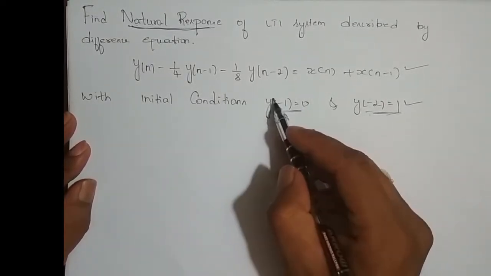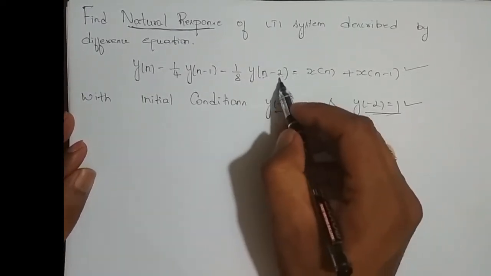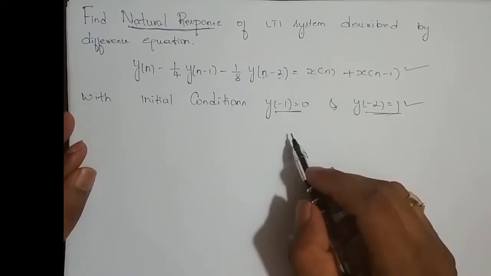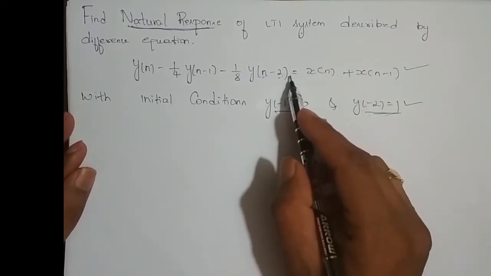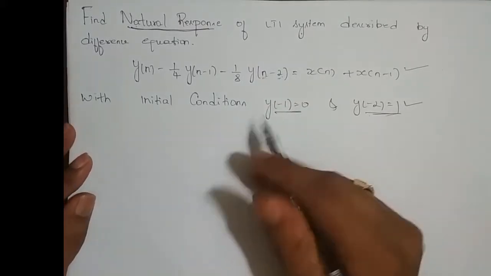How did I say that it's a second order system? Because I have n minus 2. Since I have y of n minus 2 here, it's a second order system. If I had one more term with y of n minus 3 with some coefficient, then it would be a third order system.